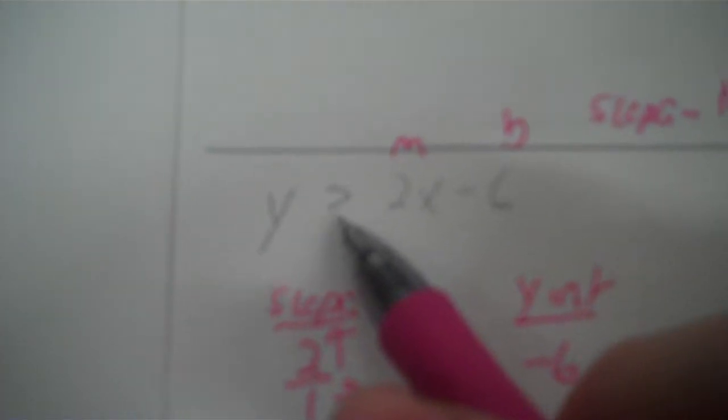Now, it doesn't say it can be equal, so to disqualify the equal part, we need to make the line dashed. All the points on the line make that side equal to that side. Okay, here's my test, 0, 0. So the y and the x are both going to be replaced with 0. So 0 greater than 2 times 0 minus 6. 2 times 0 minus 6 is negative 6. 0 is bigger, so that's true. The other side's false.